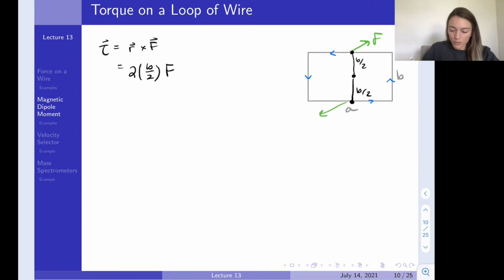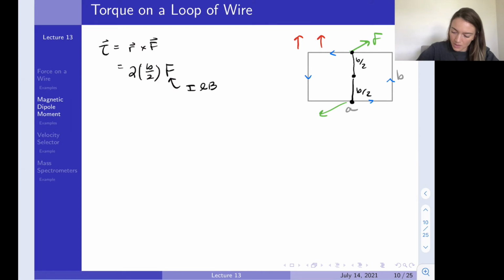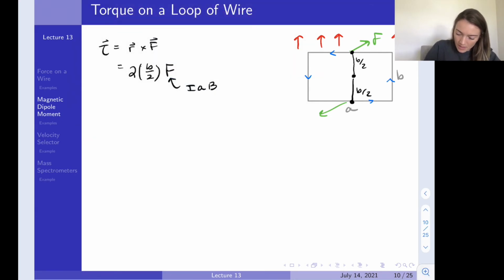And now what is the actual force? Remember, this is going to be ILB. Since our current and magnetic field were perpendicular, we can just multiply them. Our magnetic field was up this way. So it's just ILB, and L in this case is just the length of this wire segment, which I said this side is A, so this length here is just A. So I can replace that with A. And now let's rewrite this. Our 2's cancel. We have B times I, A times the magnetic field.